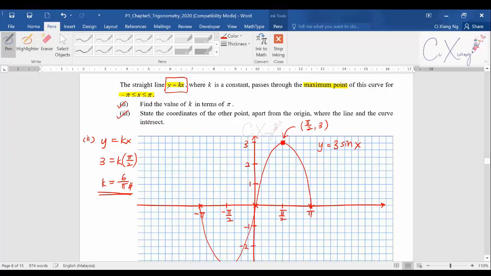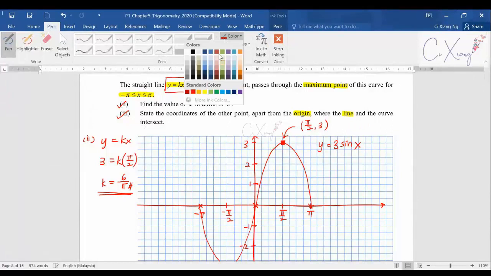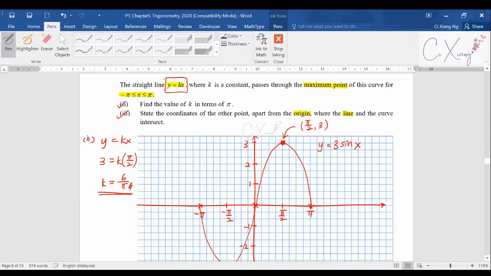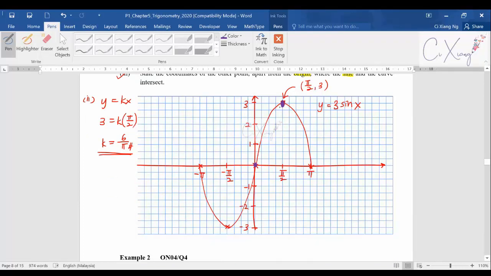And after that, for the third part, they want you to state the coordinates of the other point apart from the origin where the line and the curve intersect. If you want, you can try to sketch the line to help you. So how to sketch y equals kx? It will pass through 0, 0. It will also pass through the maximum point, like the question mentioned just now. Then you can use a ruler to connect these 2 points and make a line. If your graph is accurate, you will see that your line will pass through the minimum point of the curve.